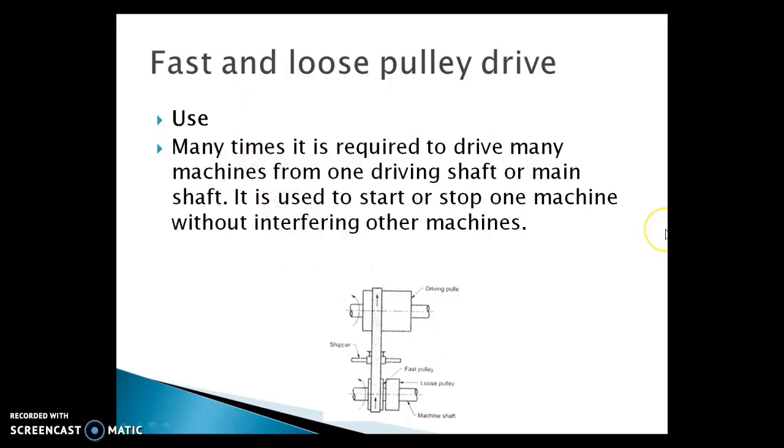This is fast and loose pulley drive. Many times it is required to drive many machines from one driving shaft or main shaft. It is used to stop one machine without interfering with other machines.